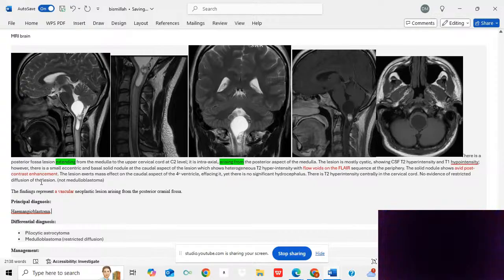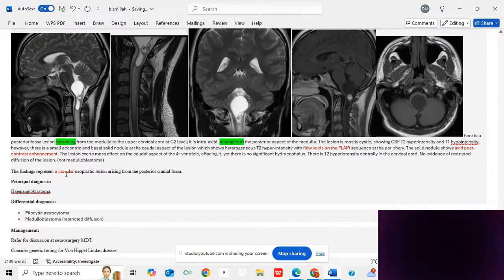And on the diffusion weighted sequence, there is no evidence of restricted diffusion, so it's not medulloblastoma. So in these cases, a diffusion weighted image sequence should be added, so you can exclude medulloblastoma. The principal diagnosis here is haemangioblastoma, and the differential diagnosis, as I mentioned, is medulloblastoma and pilocytic astrocytoma.